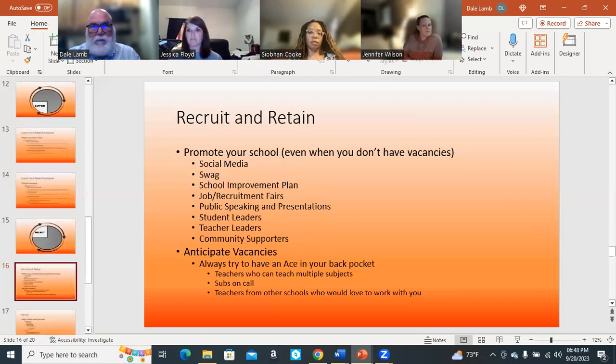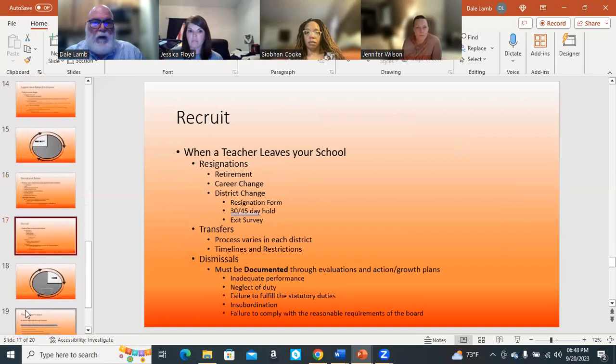Again, you can get transfers if you're a good person to work for and you treat your people well and help them grow and meet their needs. What's that, Maslow's hierarchy of needs? You help them self-actualize and meet their needs. They'll want to come, and more people will want to come. And so recruit. When a teacher leaves your school, have some people in the process.